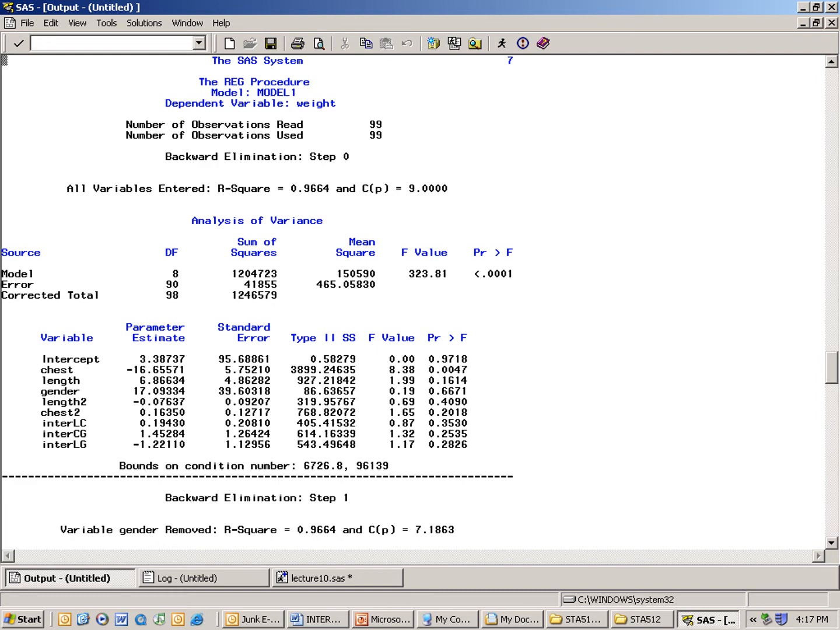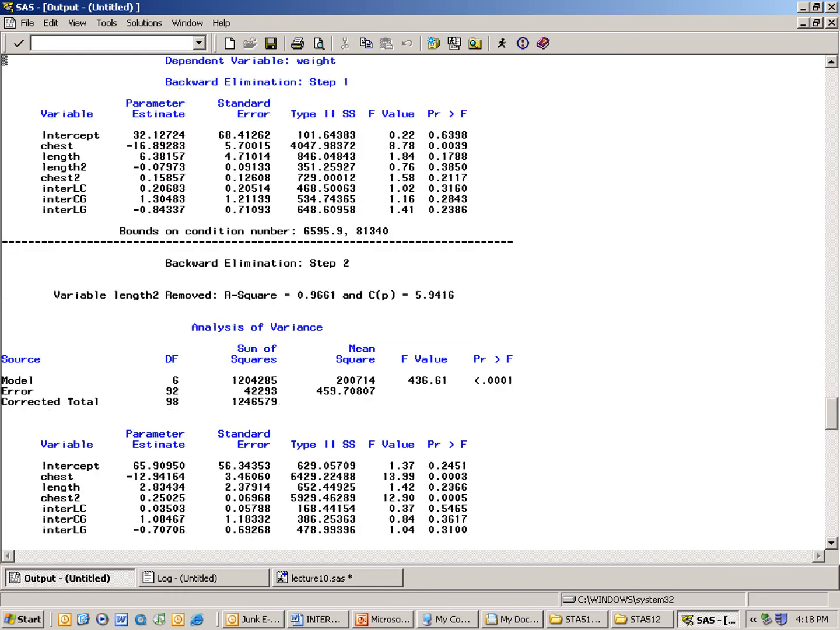So we pull out gender, and we rerun our model. We can actually see at the very bottom of this screen, it says variable gender removed. And so now this is the 6 variable model. Oh no, I'm sorry, I kept saying 7. We actually started with 8, so now this should be a 7 variable model. My bad.